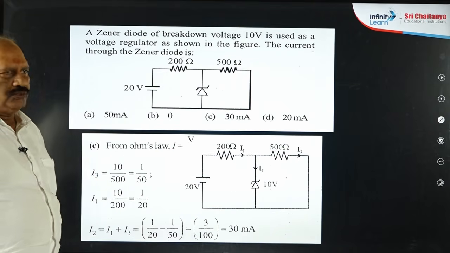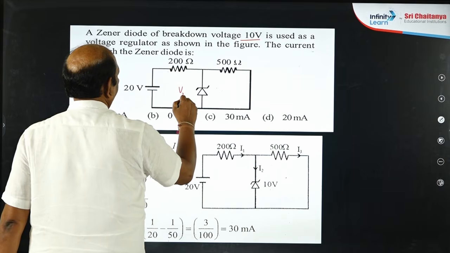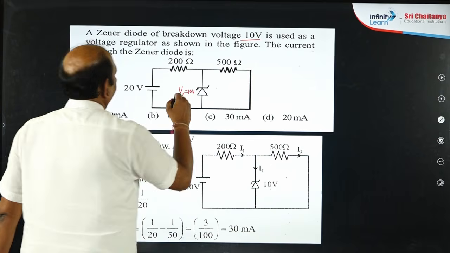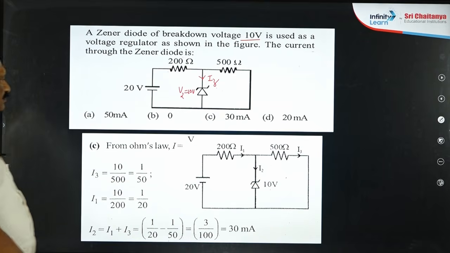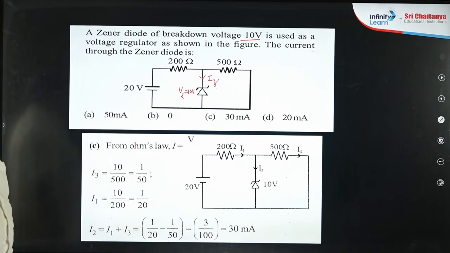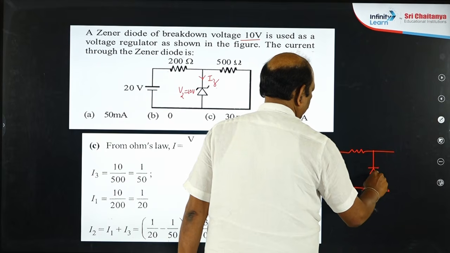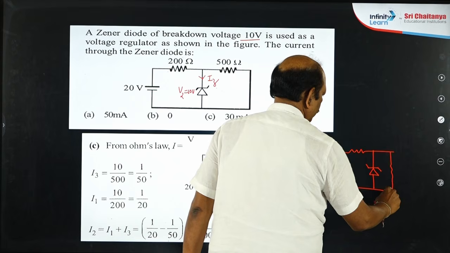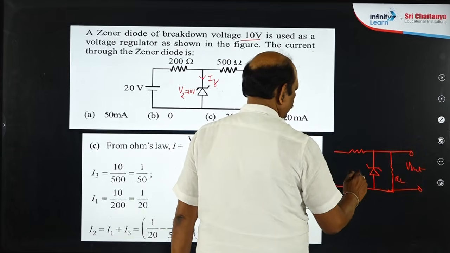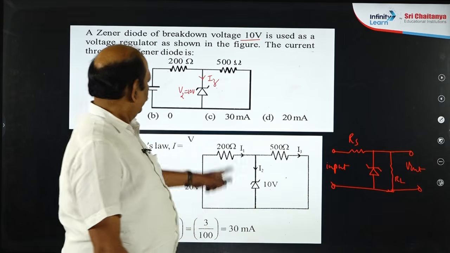Next, a Zener diode is given with breakdown voltage 10, used as a voltage regulator. Current through Zener diode, how much is this? Current through Zener diode. So, here, this entire circuit can be redrawn like this for convenience. This is series resistance. Now, this is input. Okay, this circuit can be imagined like this.